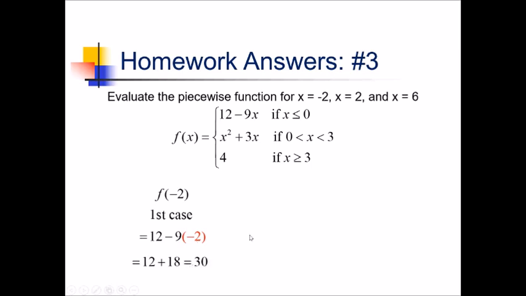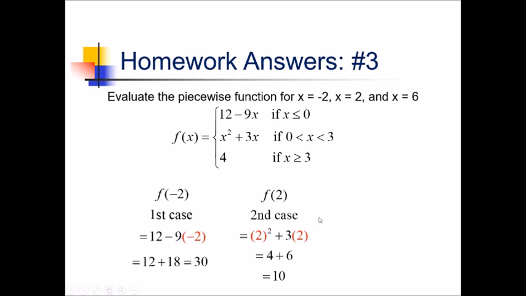All right, so for now, f of 2, 2 falls between 0 and 3, so that's going to be this middle rule that we have to use, the second case. So we're going to take 2 and plug it in for the x's in this second rule. We'll have 2 squared plus 3 times 2. So that's going to be 4 plus 6, which comes out to 10.